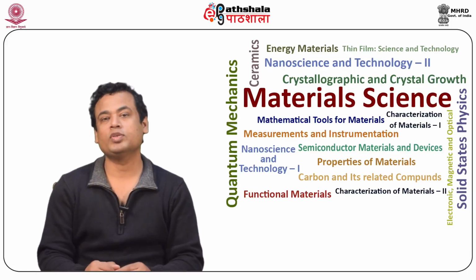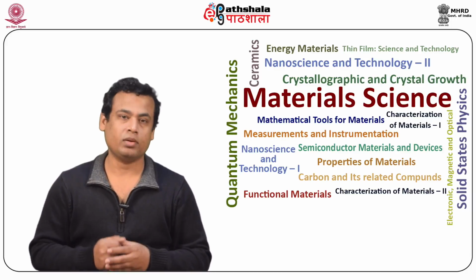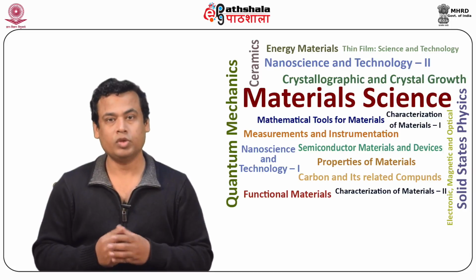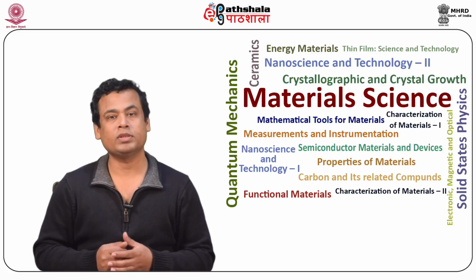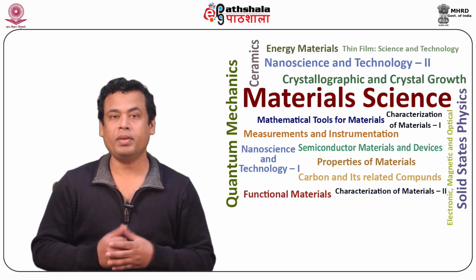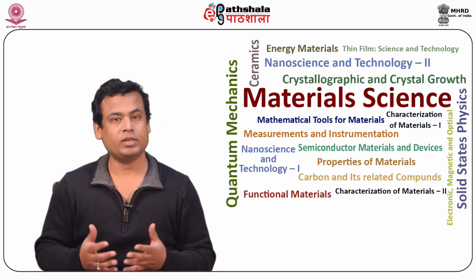Today we are going to discuss a module named Formulation of Second Harmonic Generation using Classical Harmonic Oscillators, which belongs to the chapter Nonlinear Optics, from the paper Characterization Techniques for Materials 2.